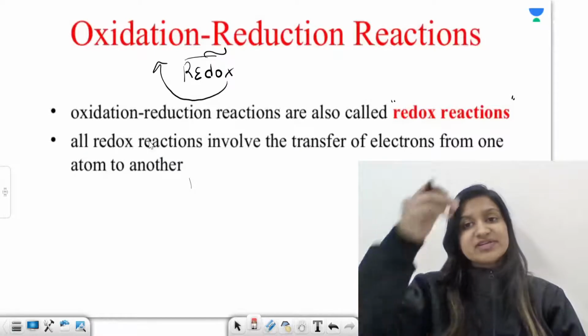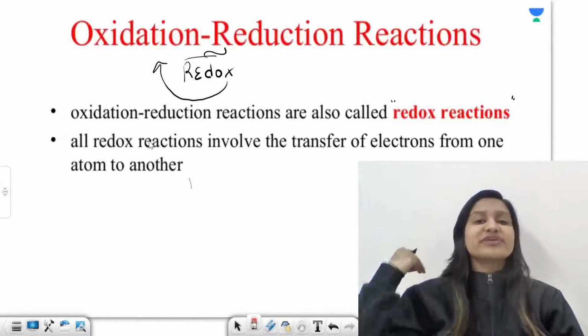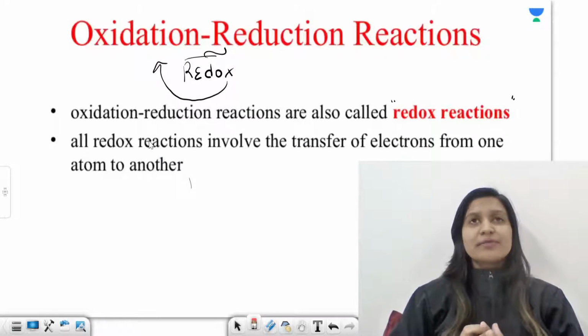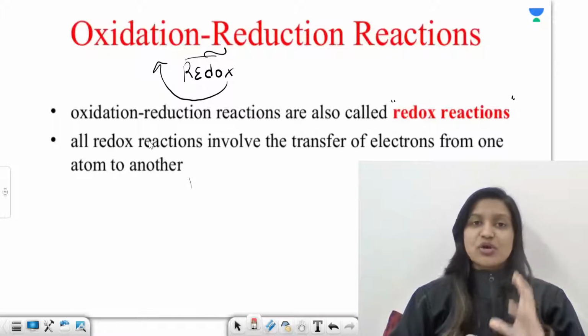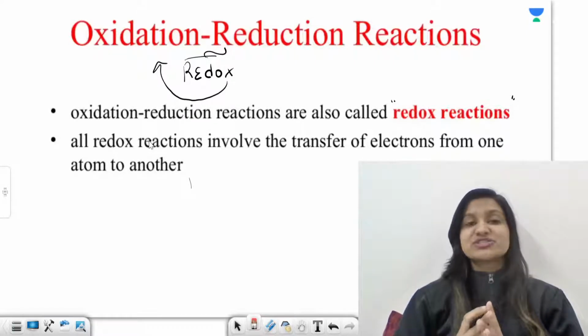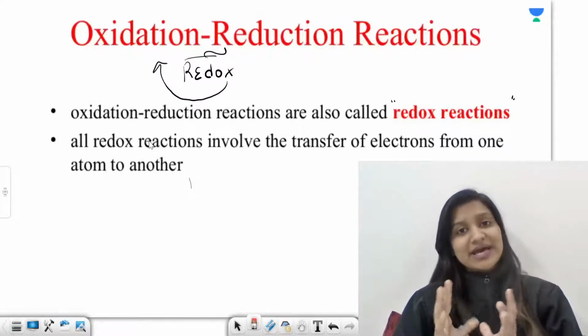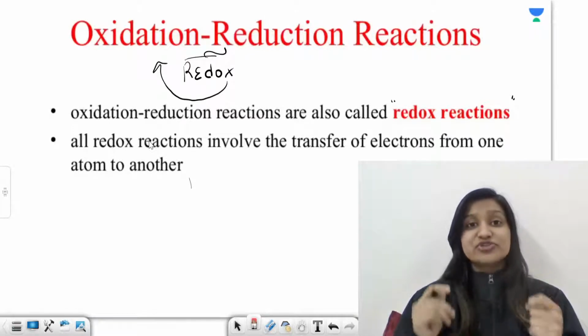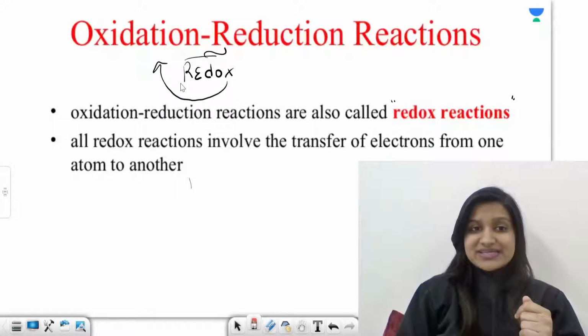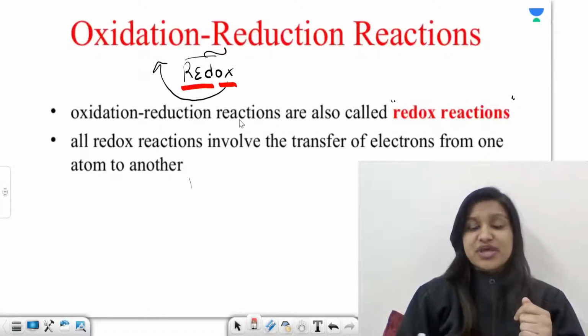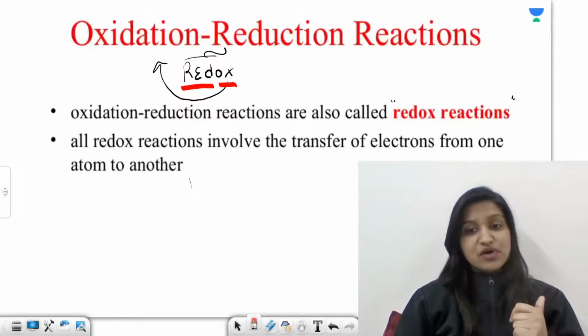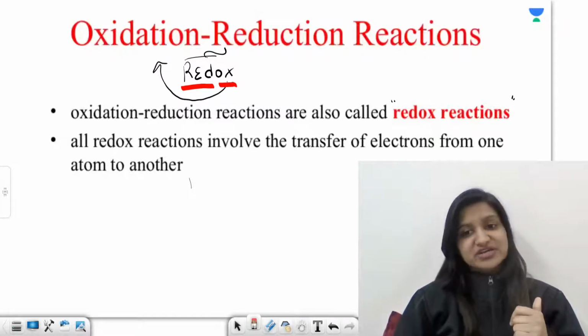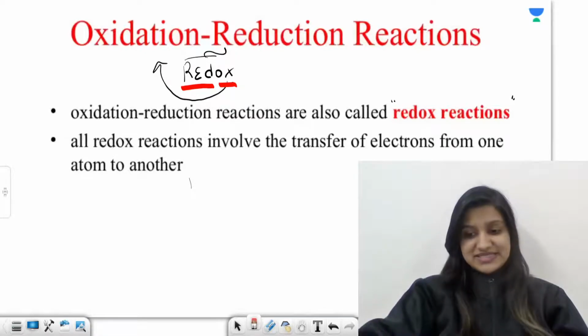Next, we did oxidation and reduction reactions. A reaction in which oxidation and reduction occur simultaneously is called a redox reaction. In redox, RED stands for reduction and OX stands for oxidation. So a redox reaction is one in which oxidation and reduction occur simultaneously.